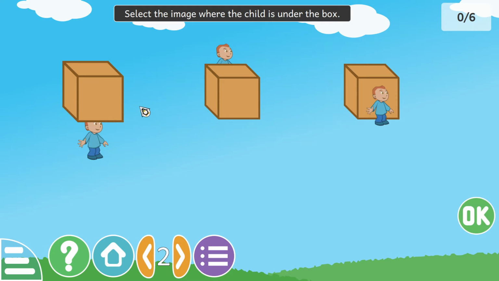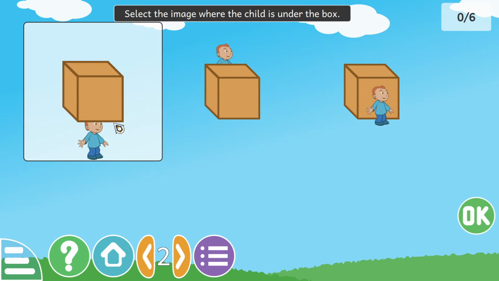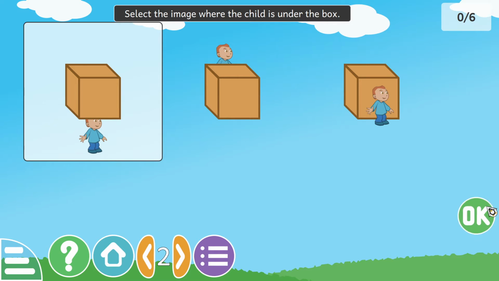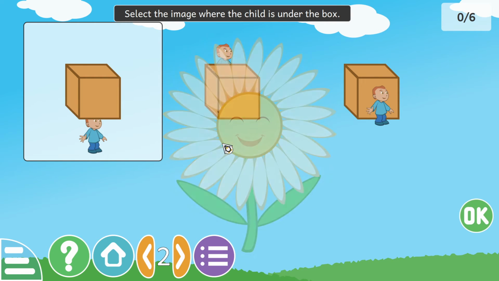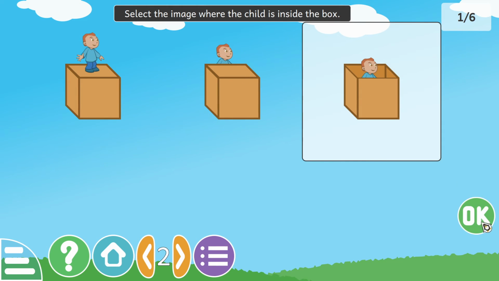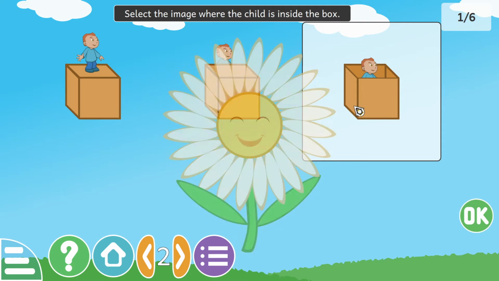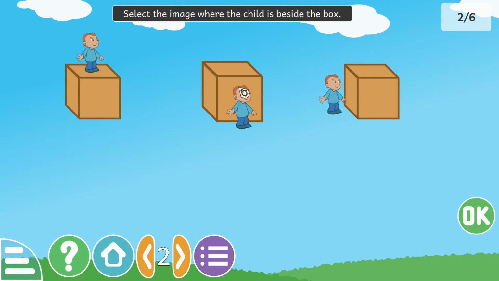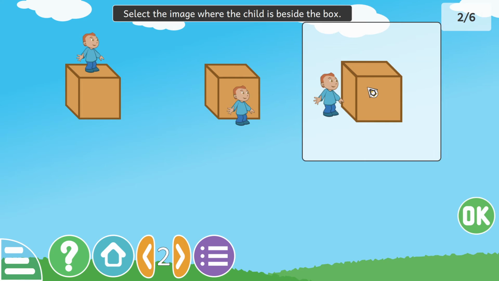Now I've got to select an image where the child is under the box. Select this one. Of course, this one they're standing in front of, and this one they're behind. With the child inside the box, they're above, behind, and now they're inside. And they're above the box here. Got to find out where they're beside it, which option to select. Now they're in front of, and then they're beside it.